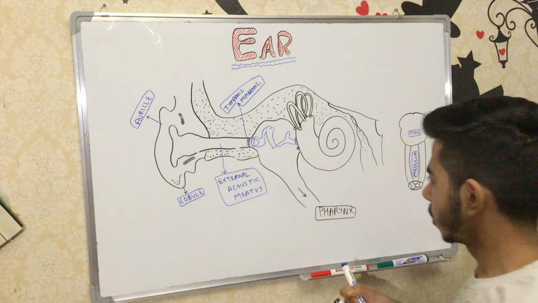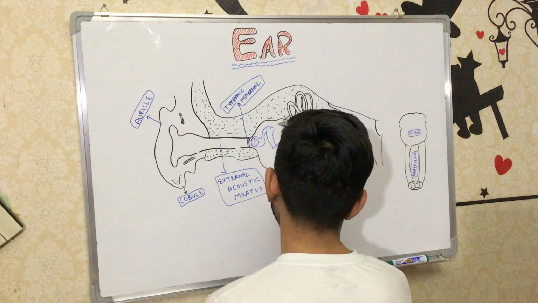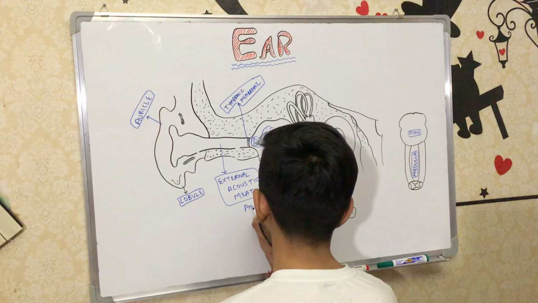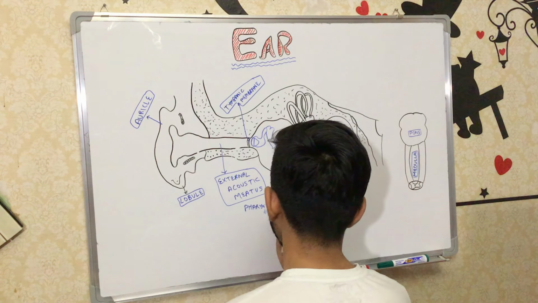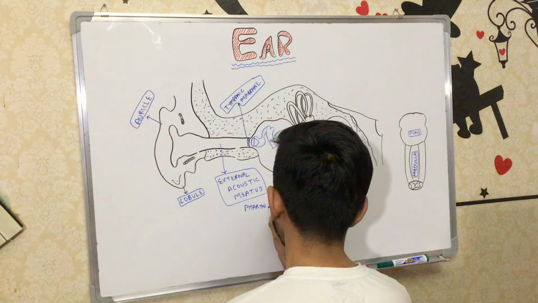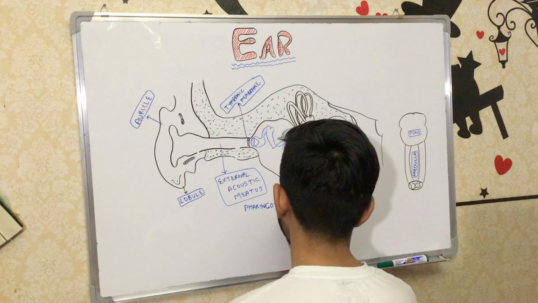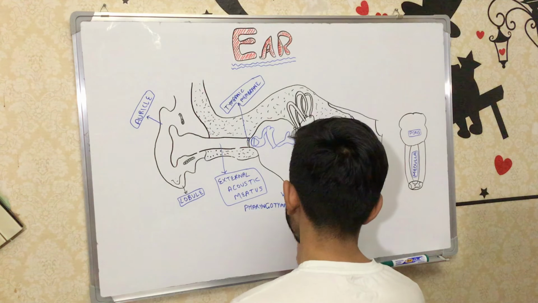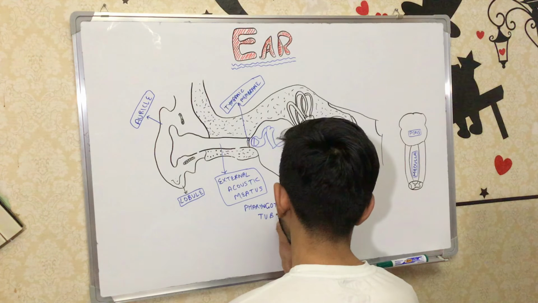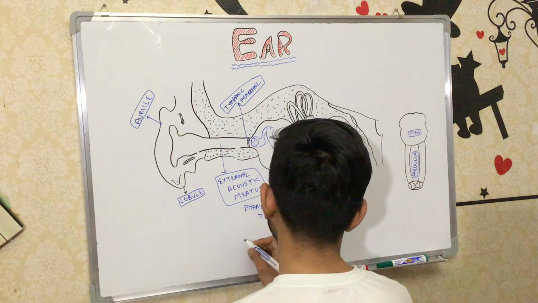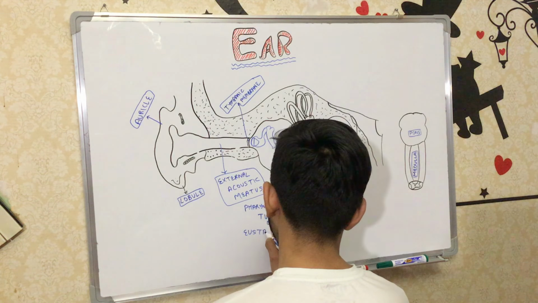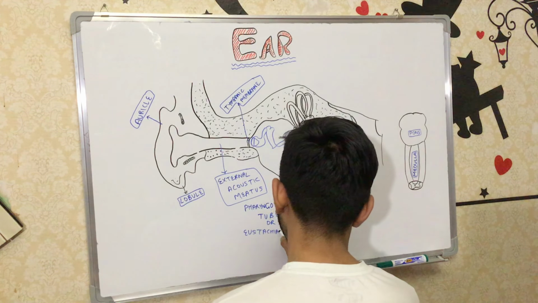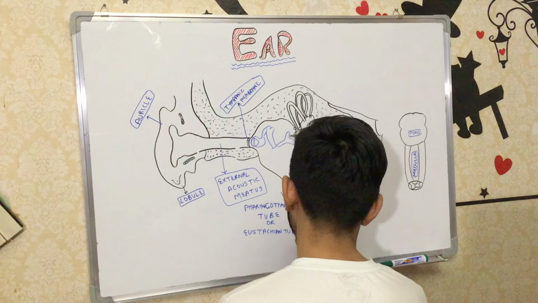So this tube is named the pharyngotympanic tube, or also called the Eustachian tube.